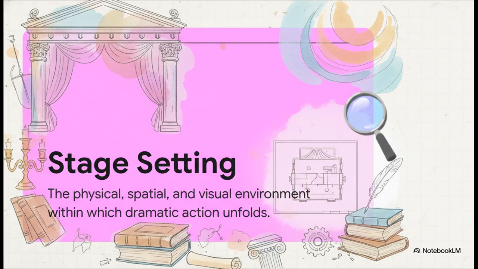Okay, so let's get a quick definition on the table. Stage setting is pretty much everything you see that isn't a person. It's the scenery, the props, the very layout of the space. But, and this is the important part, it's never just a pretty background.